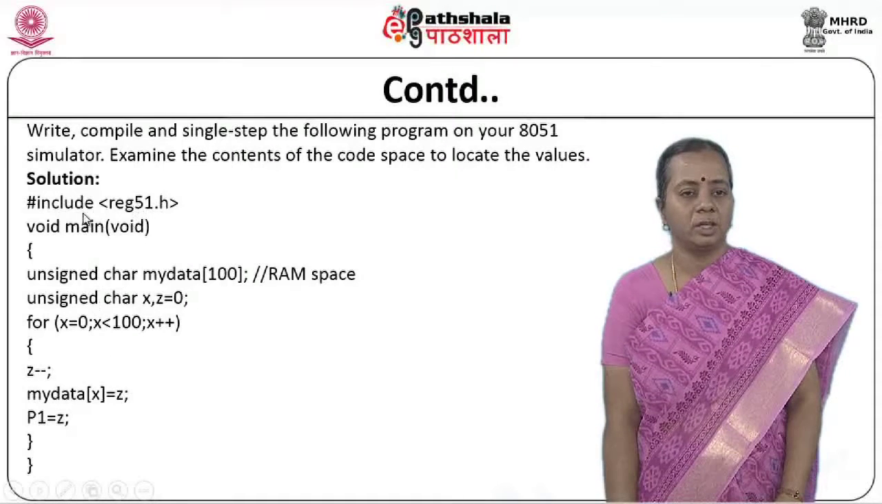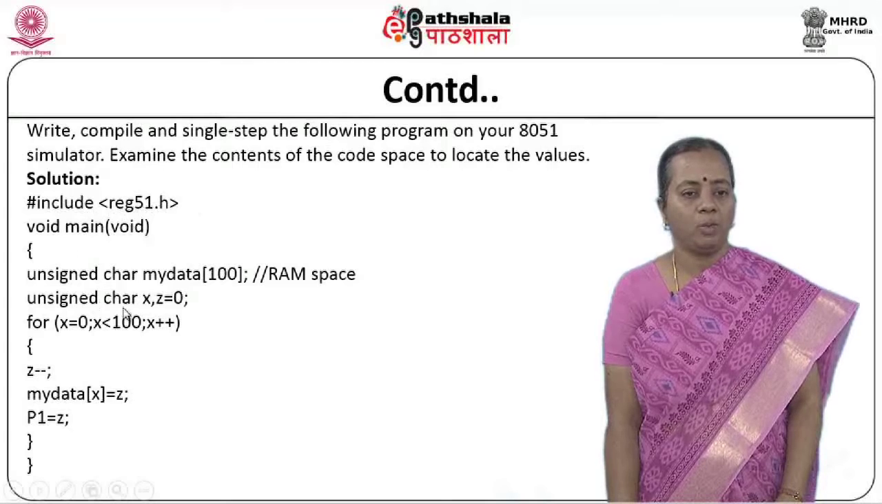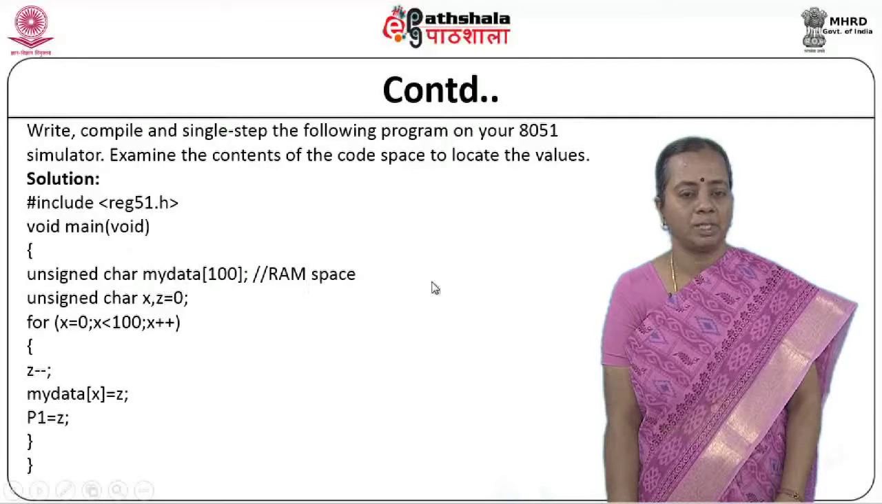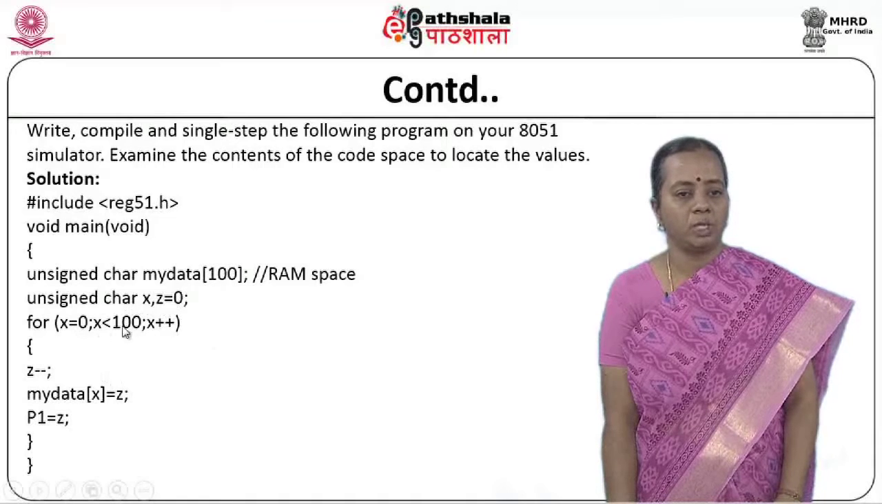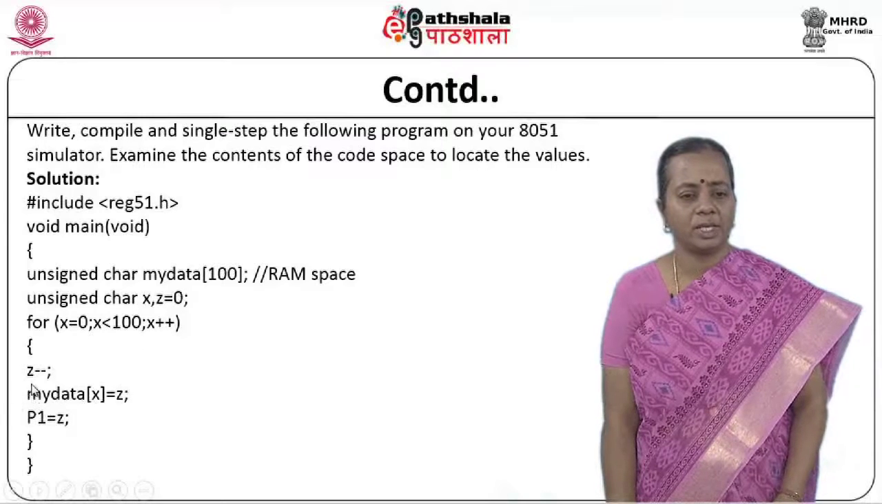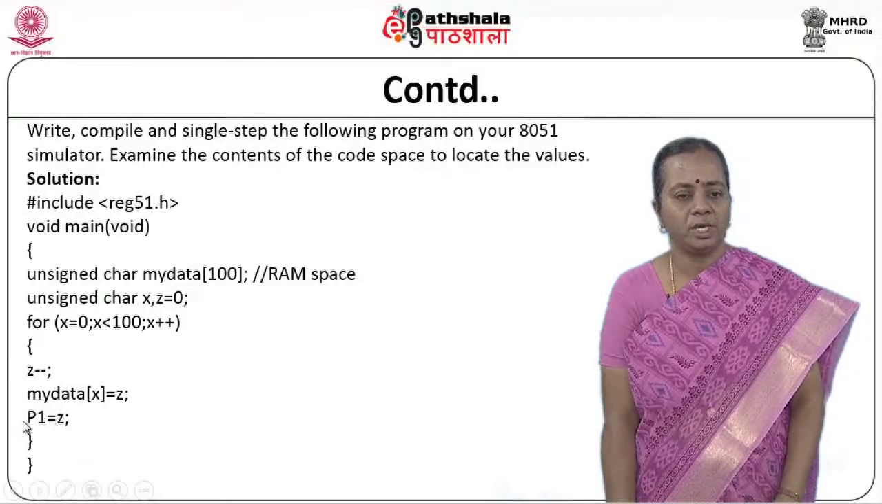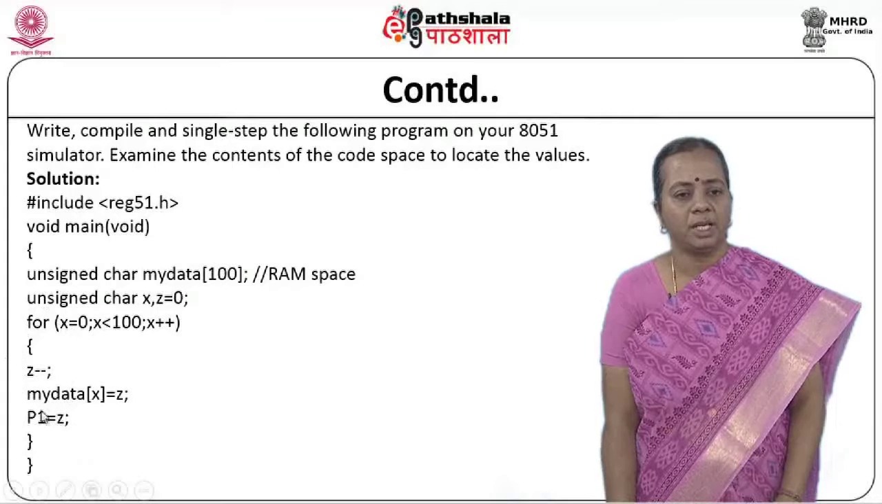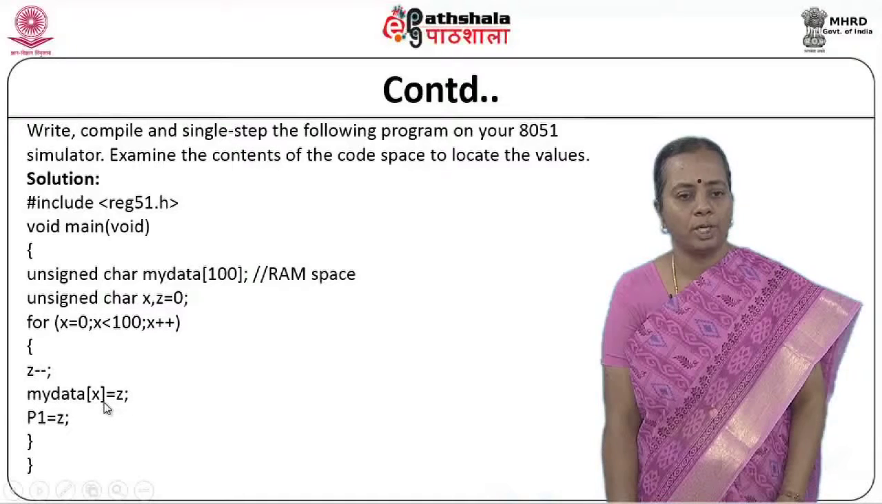So, you just see that this includes reg51.h and main void, where I have declared my data as a character array with 100 values, RAM space is allocated for that, and character x, y, z which is equal to 0. Now, x is ranging from 0 to 100, that means I am creating a loop with the values of 0 to 100 incremented by one every time. So, first z is equal to 0, and data of x is equal to z. So, z is equal to P1. Each and every time I am just generating the z value within the loop, and the value is generated and stored in my data.